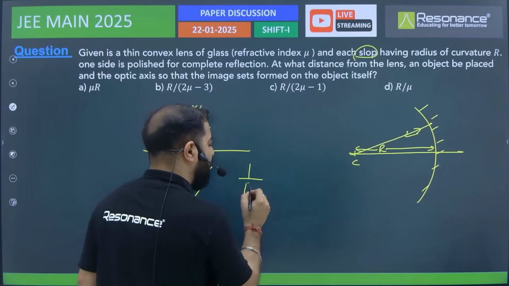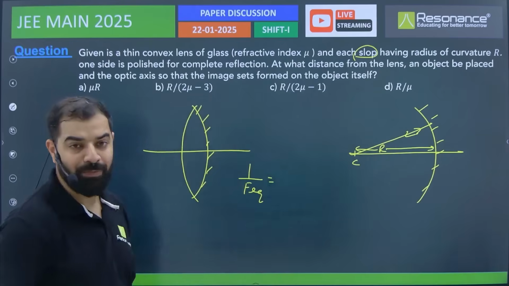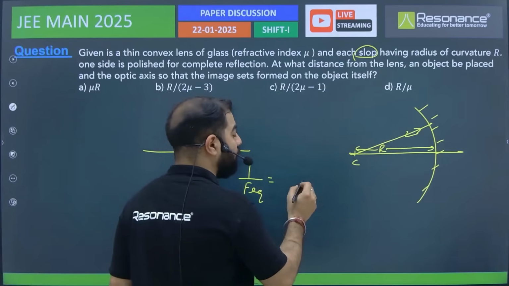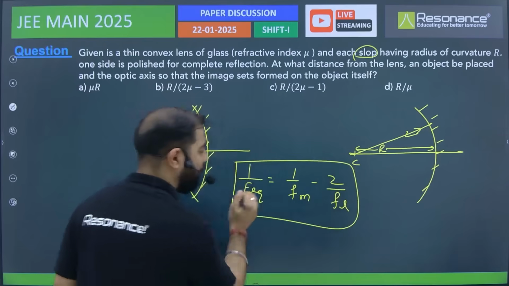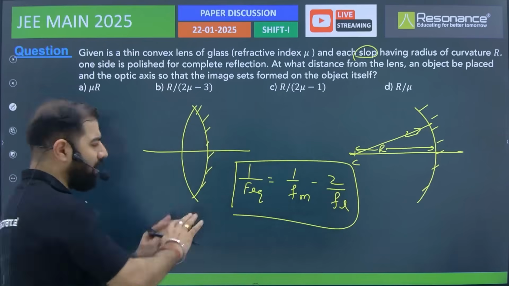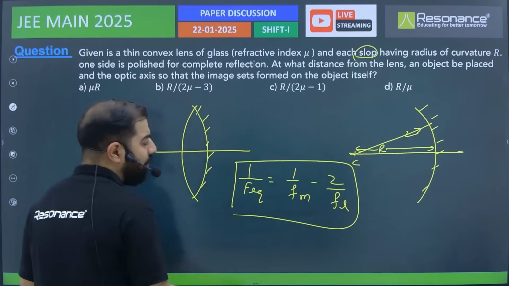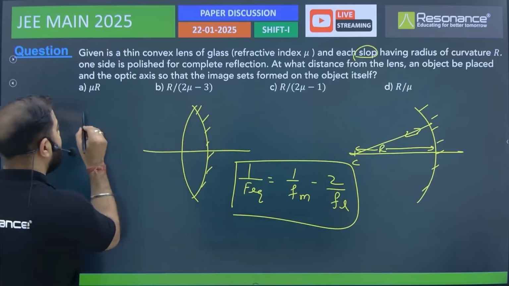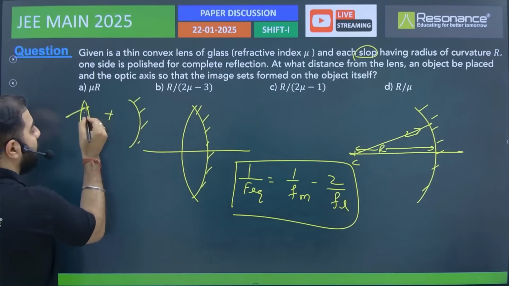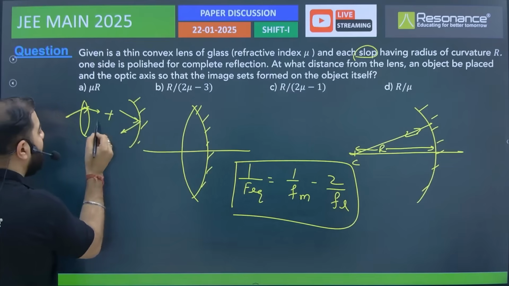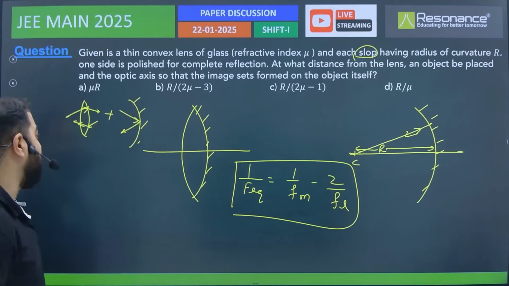The formula will be 1 by F equivalent of this mirror I'm saying. 1 by F equivalent will be 1 by focal length of the mirror minus 2 by focal length of the lens, after putting the signs and all. So this formula will be used here. Basic straight formula based only, but a little bit more calculation will be involved. We can think of this as a lens plus a mirror. Light is going like this, bending, again bending. So two times passing through the lens, one time reflecting from the mirror.